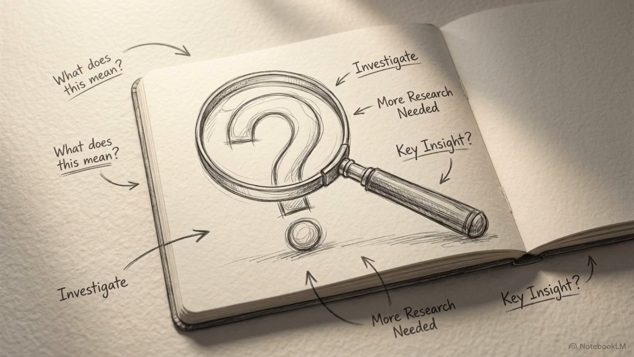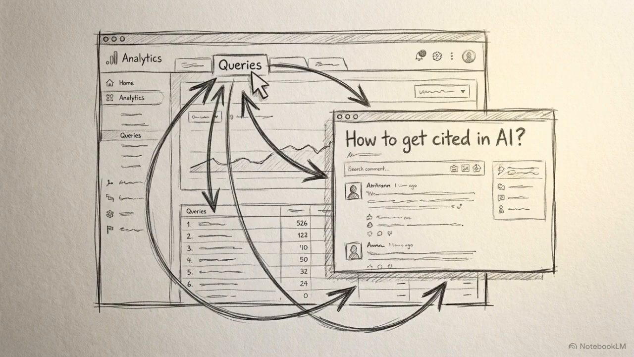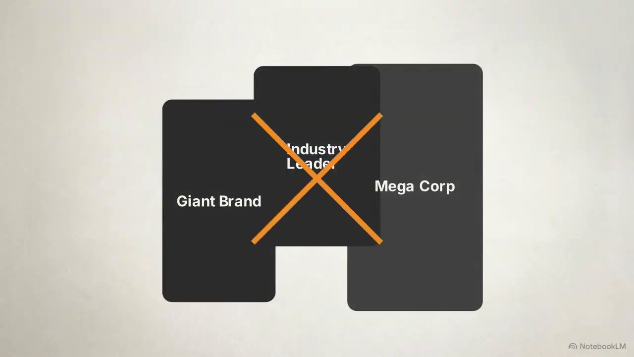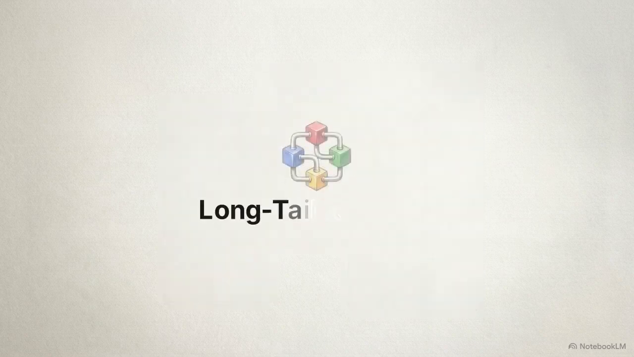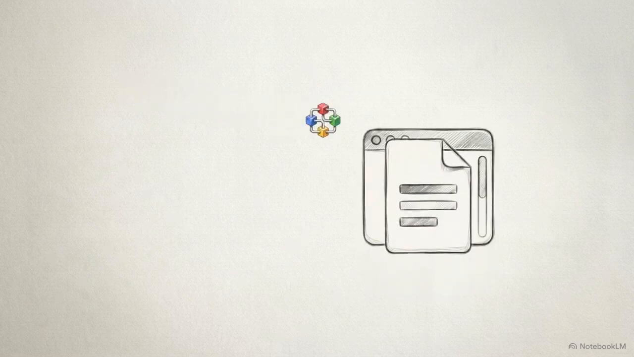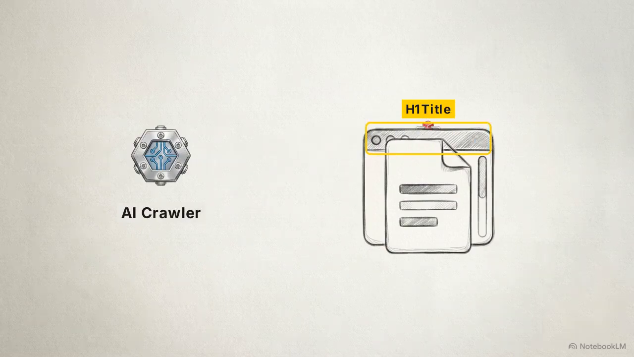Step 1 is defining exactly what your audience is asking. Look at forums like Reddit or your Google Search Console to find the precise conversational questions your students are typing into AI prompts. Targeting broad topics means competing with giants. Instead, target long-tail keywords, highly specific 4+ word phrases matching exact user questions. Take that long-tail question and place it directly into your post's H1 title, telling search engines the main topic.